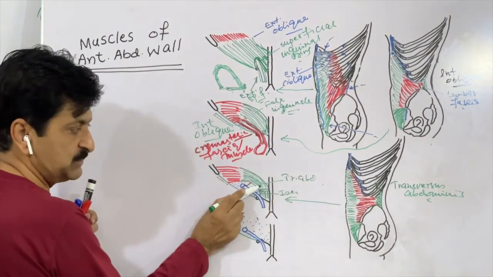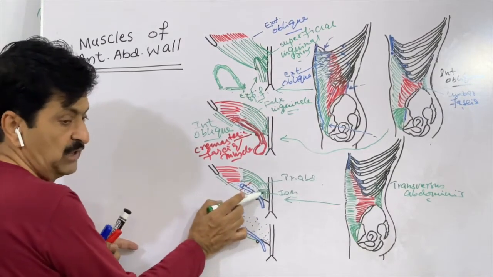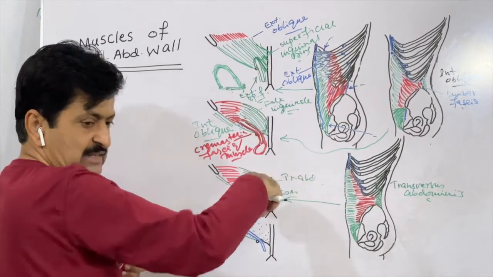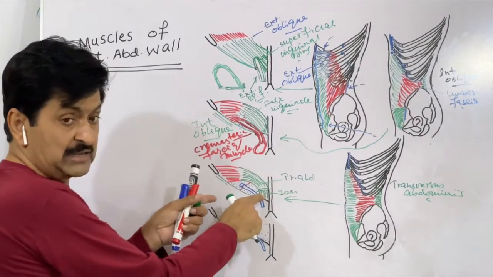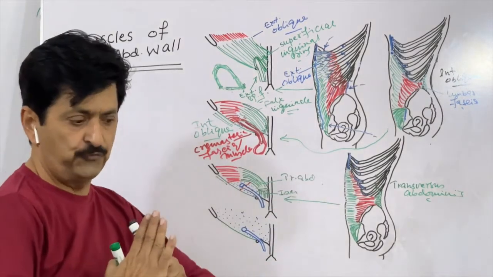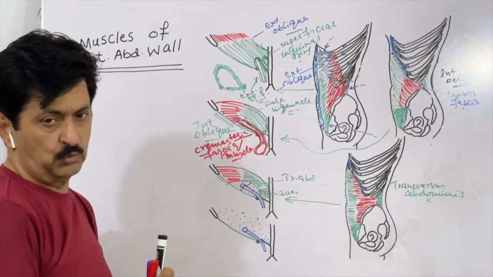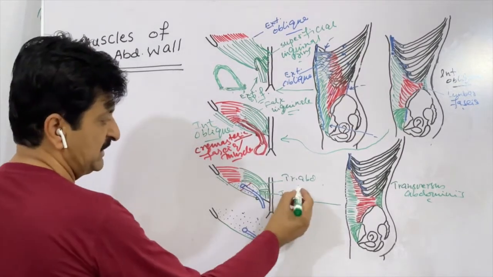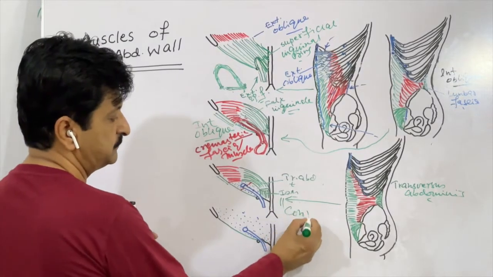So the lowest arching fibers of the transverse abdominis muscle pass behind the lowest arching fibers of the internal oblique, and they are going to get inserted into the same pubic crest. So these fibers of the internal oblique and these fibers of the transverse abdominis muscle, at the time of insertion, get fused here to form a double thickness of these lowest arching fibers. And this double thickness means that they both are joined together. So this tendon is called the conjoint tendon.